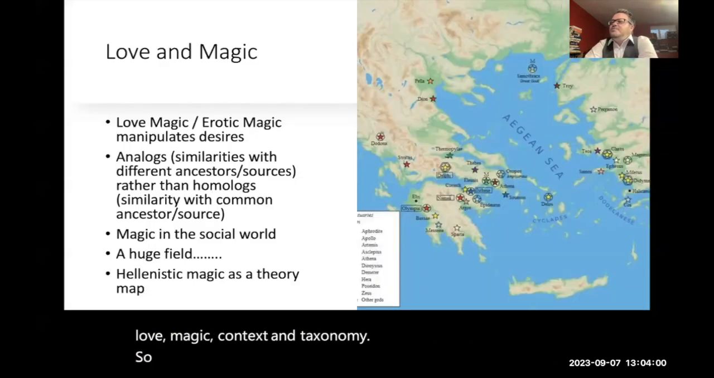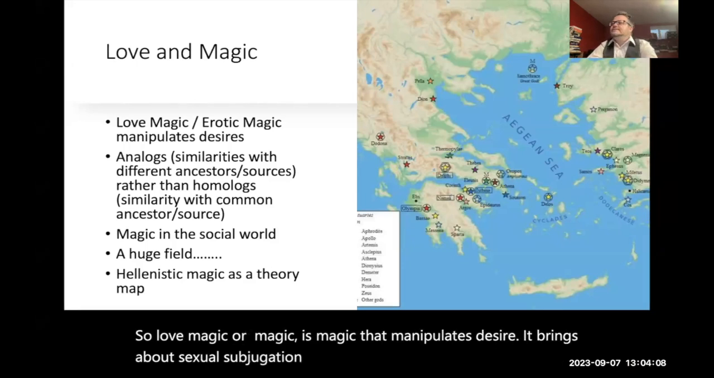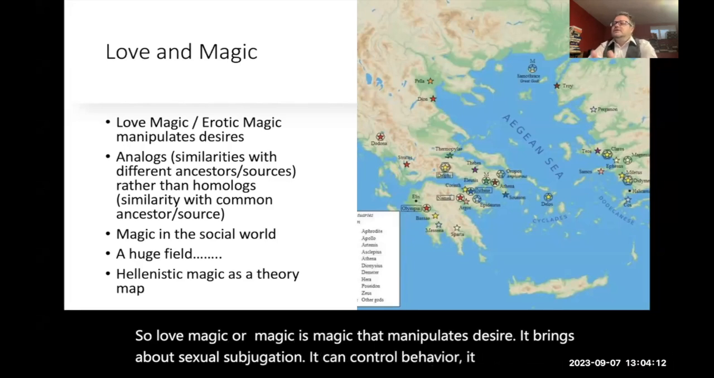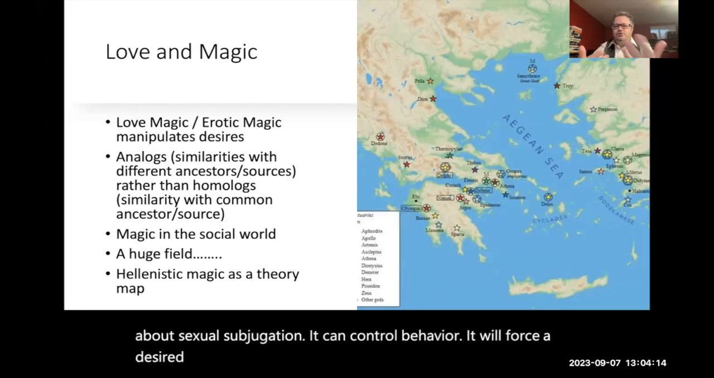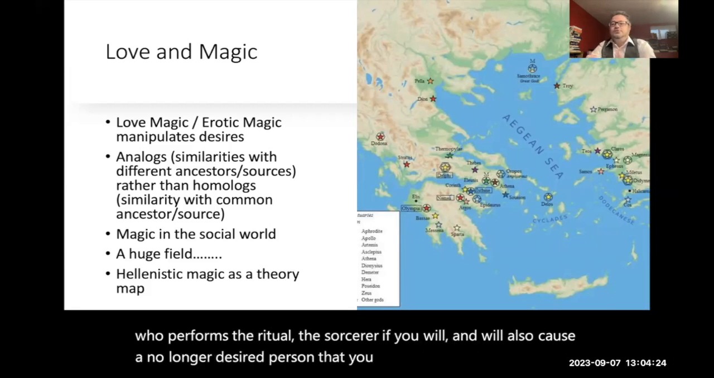Love magic, or erotic magic, is magic that manipulates desire. It brings about sexual subjugation. It can control behavior. It will force a desired person to come to the operator. The operator is the one who performs the ritual, the sorcerer, if you will, and will also cause a no longer desired person, whom you desired once, to leave.